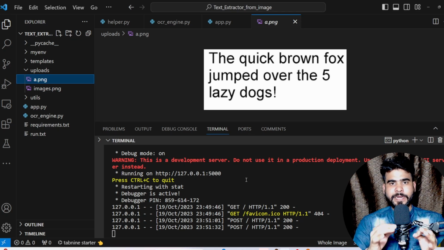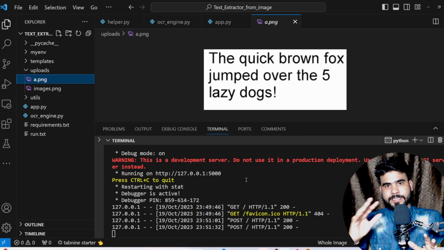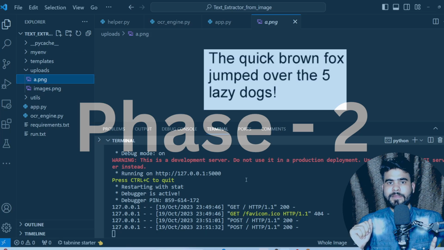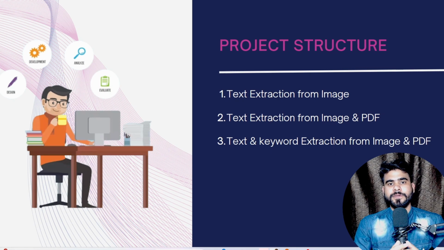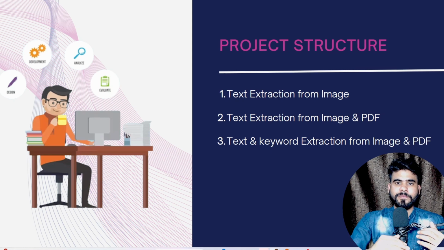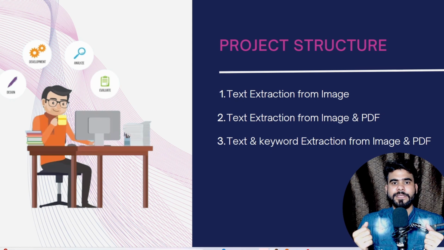Now let me know in a comment if you have any doubt. Now let's start the second phase, called text extraction from the PDF file. So our second phase is called text extraction from images and PDF. So let's try to build a complete application where we can extract text from the PDF as well as from the images.